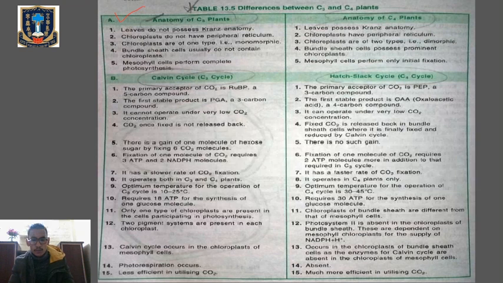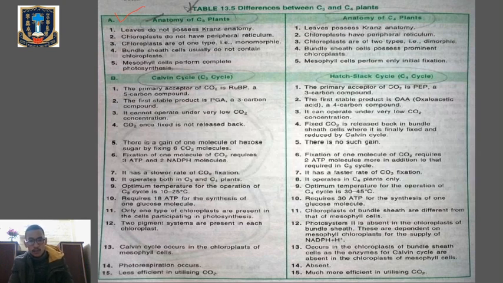Okay. Number three, the C3 cycle cannot operate under very low carbon dioxide concentration, but the C4 cycle can operate under very low carbon dioxide concentration. In C3 cycle carbon dioxide once fixed is not released back, but in C4 cycle there is an initial fixation and a final fixation of carbon dioxide. So fixed carbon dioxide is released back in the bundle sheath cells, where it is finally fixed by the Calvin cycle that we have learned.